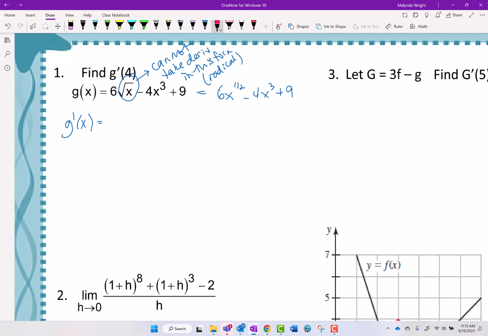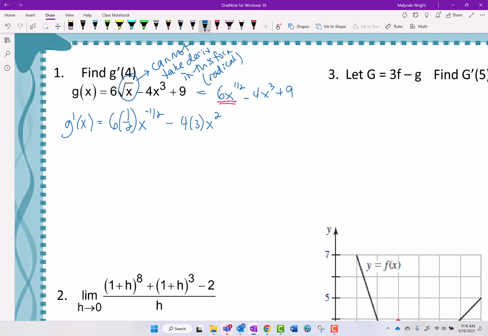Now we're going to focus on this first term and take the derivative of it. I've got that 6 hanging out. I bring the 1/2 down, x to the 1/2 minus 1, which is a negative 1/2. Minus. That's the derivative of the first thing. Now we go to the second term. I have the 4 just hanging out. I'm bringing the 3 down, and then 3 minus 1 is 2. And the derivative of 9 is 0, right? The derivative of a constant is 0.